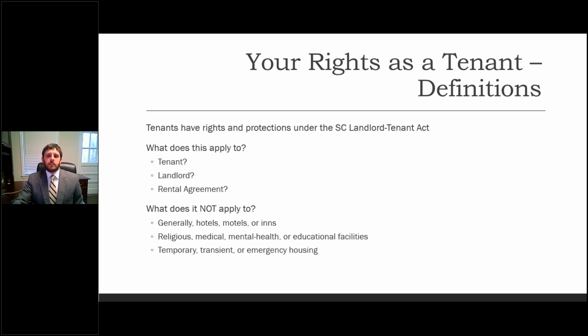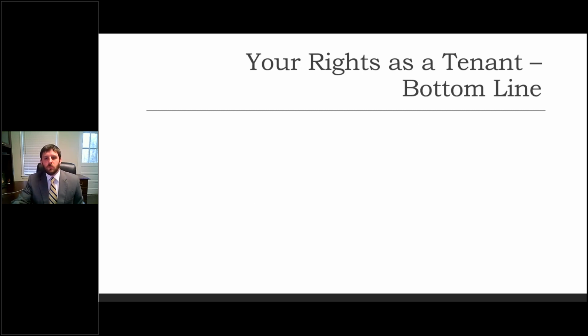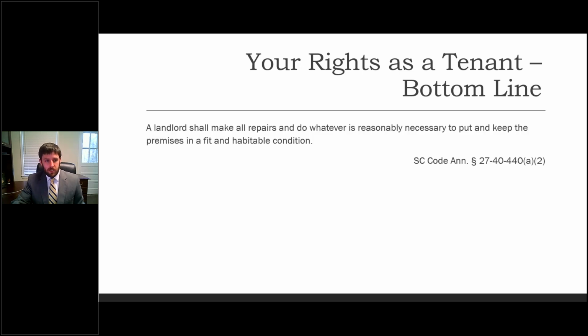So if that is who the law applies to, and those are the circumstances that the law applies to, what does the law actually say then? What are your rights as a tenant? There are a lot of rights and a lot of obligations, but for purposes of this presentation, when we talk about getting your landlord to make repairs, I want to focus just on two of them. First of all, a landlord shall make all repairs to do whatever is reasonably necessary to put and keep the premises in a fit and habitable condition. You can tell that's straight from the statute because no one talks like that. So basically, a landlord has an obligation to repair the property however it needs to be repaired, whatever is reasonably necessary to keep the place fit and habitable.